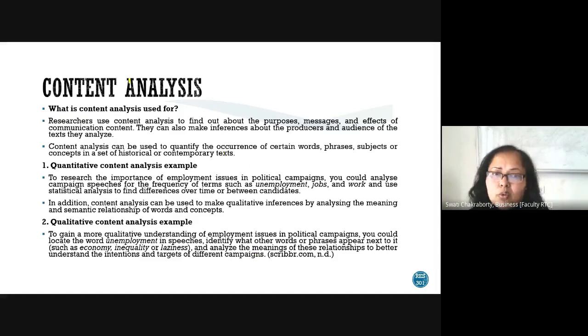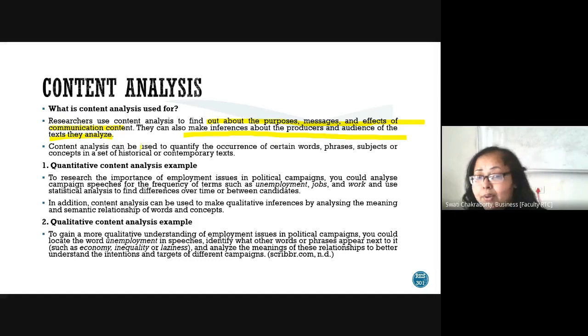So what is content analysis used for? To find out about the purpose, message, and the effects of the communication content. You can also use it to make inferences about the producers and audiences of the text you analyze. It can be used to quantify the occurrence of certain words, phrases, subjects, or concepts in a set of historical or contemporary contexts. Quantitative content analysis example: research the importance of unemployment issues in political campaigns. You could analyze campaign speeches for the frequency of terms such as unemployment, jobs, and work.